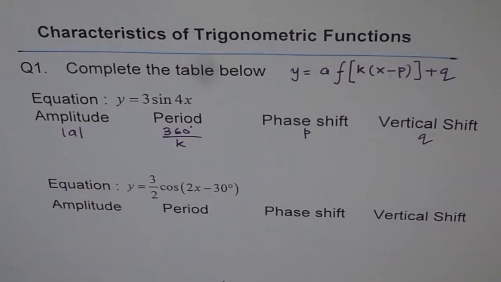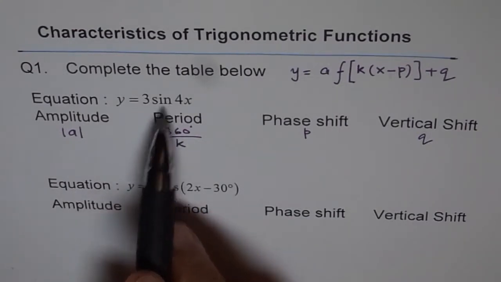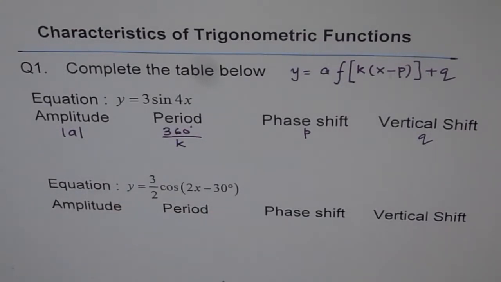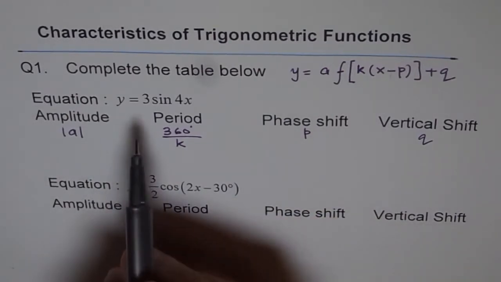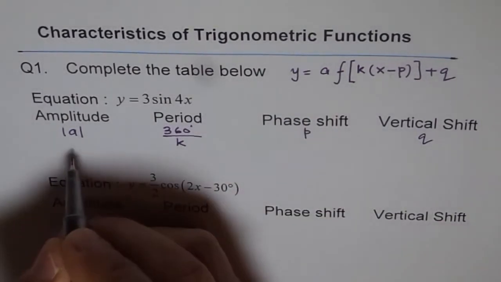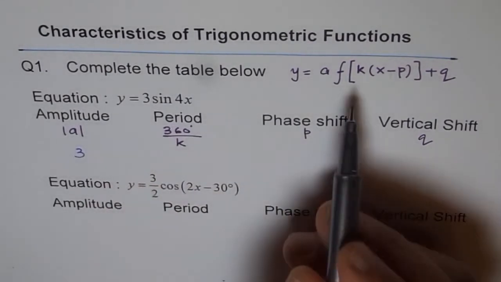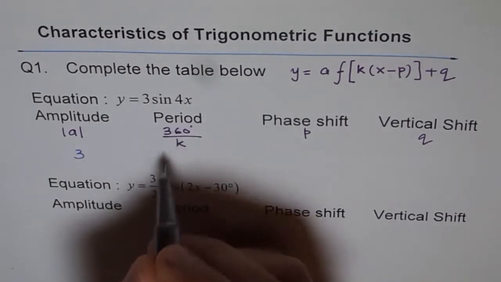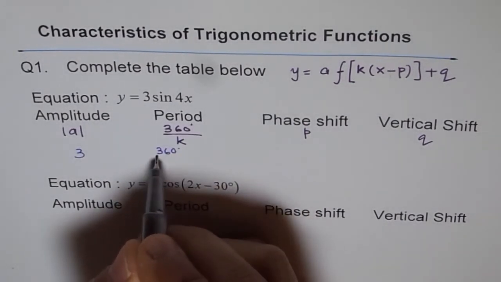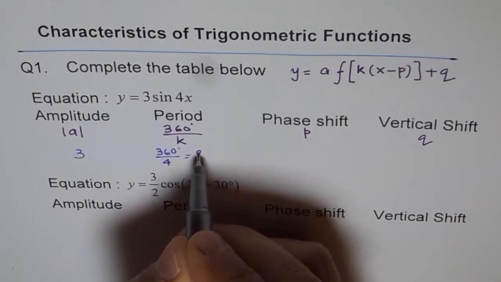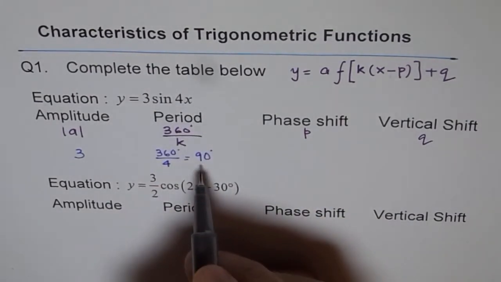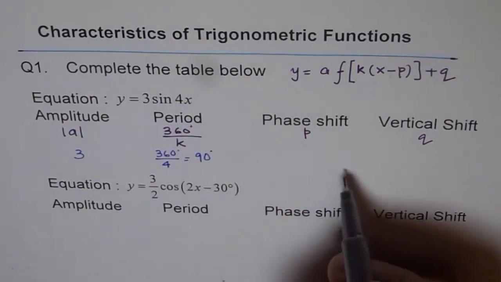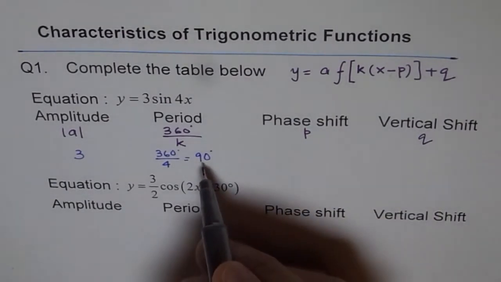But it's very important, because if you don't know how to read an equation, then you can't really do much with it, right? Now we can read these values directly and write down our answers. 3 is my amplitude, right? So let me write 3 here. For the period, the value of k here is 4, so the period will be 360 degrees divided by 4, which is 90 degrees. So the time period for a wave, when it repeats, is 90 degrees.